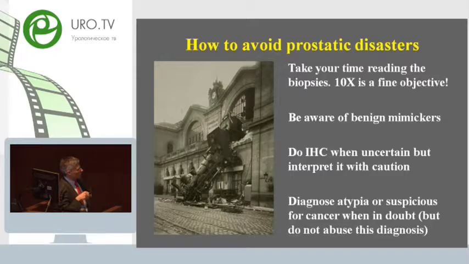But do not overuse this, because if you start diagnosing like 15-20% of your cases as atypia of uncertain significance, you will cause a big problem for the clinicians because they need to take more biopsies over and over again. So that's a problem for them. So just use it when you are actually really uncertain, maybe in less than 5% of the cases.